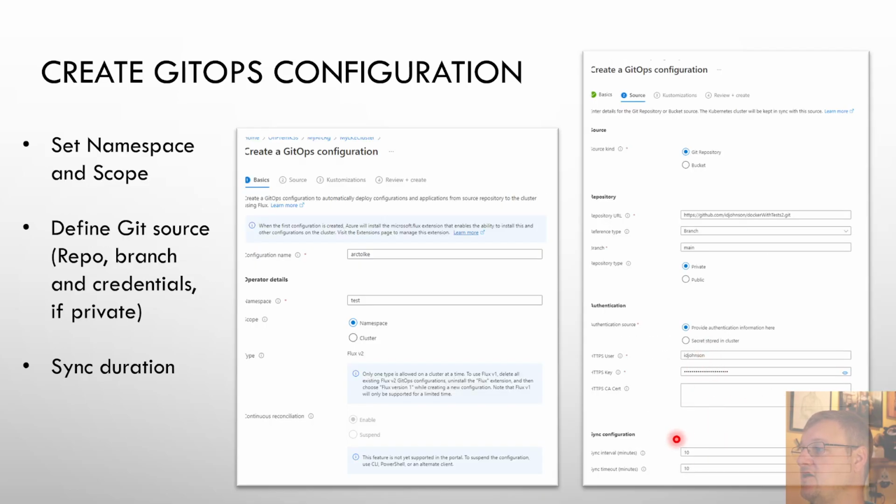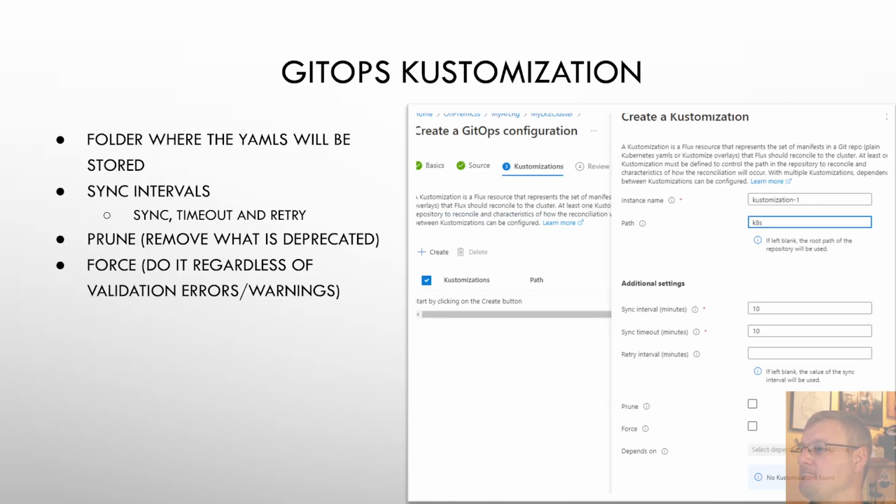repo here. You get to set your sync interval for how often you're going to sync Kubernetes or sync GitHub. So I said every 10 minutes with a timeout of 10 minutes. The next thing that you're going to do is set up your customization. That's kind of your application from our ArgoCD demo application. So here's the folder, K8s, how often I want to sync it every 10 minutes, a timeout of 10 minutes, and I can do a retry as well.